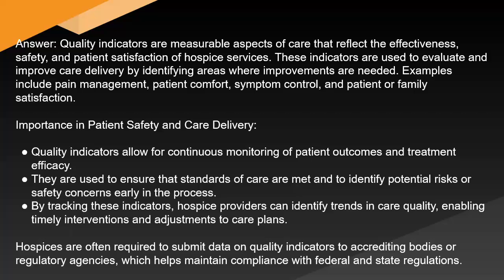Importance in patient safety and care delivery. Quality indicators allow for continuous monitoring of patient outcomes and treatment efficacy. They are used to ensure that standards of care are met and to identify potential risks or safety concerns early in the process. By tracking these indicators, hospice providers can identify trends in care quality, enabling timely interventions and adjustments to care plans. Hospices are often required to submit data on quality indicators to accrediting bodies or regulatory agencies, which helps maintain compliance with federal and state regulations.